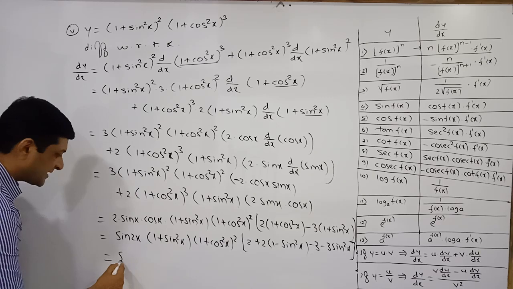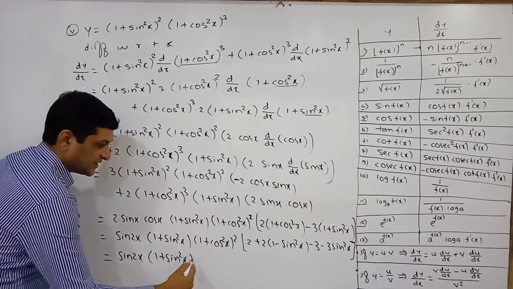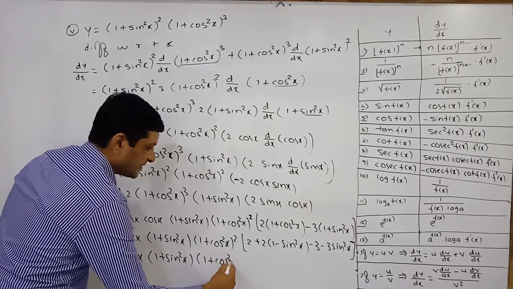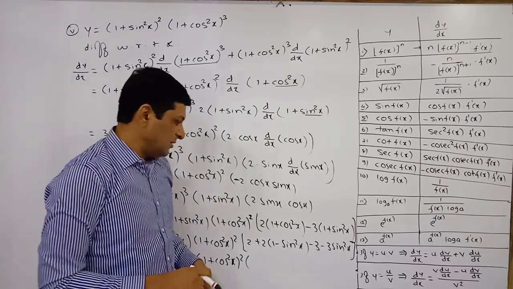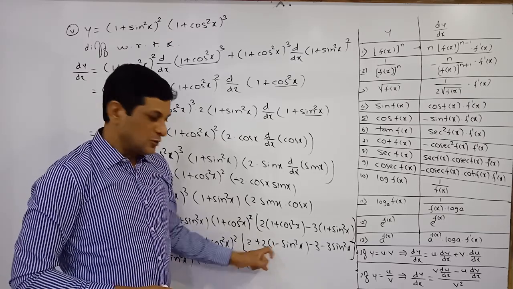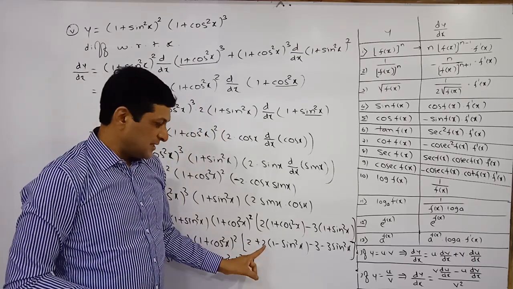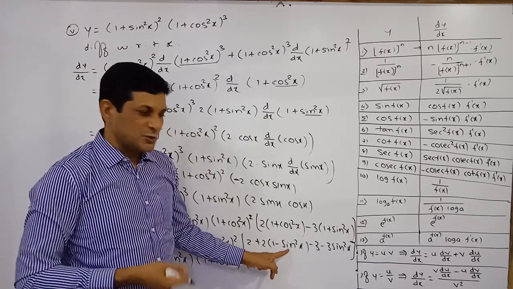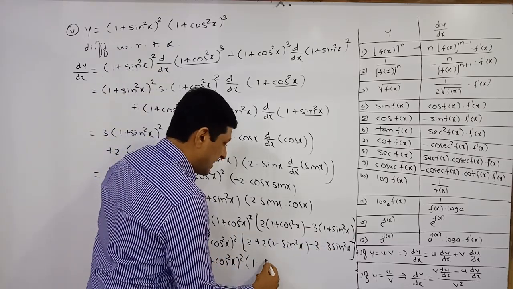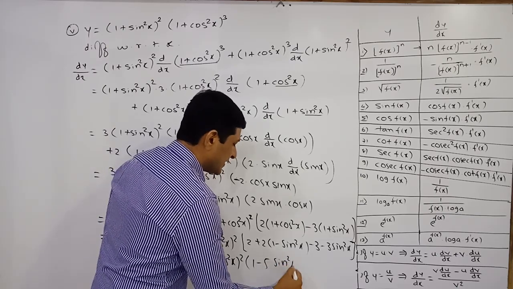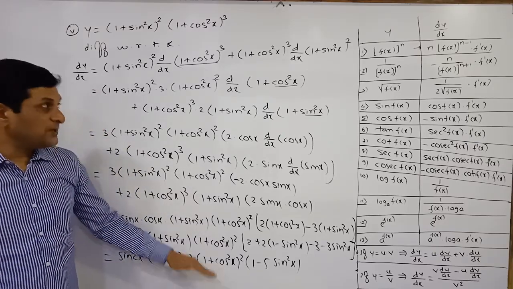Keep sin 2x as it is, sin 2x into (1 + sin² x) as it is, into (1 + cos² x)² also as it is. Now first we collect the numerical values. 2 and 2 ones are 2, 2 plus 2 is 4, 4 minus 3 is 1. Now collect the terms of sin² x. 2 into minus sin² x is minus 2 sin² x, and here minus 3 sin² x. Minus 2 and minus 3 become minus 5 sin² x. Now there is nothing left to simplify, so this will be the derivative of the given function.